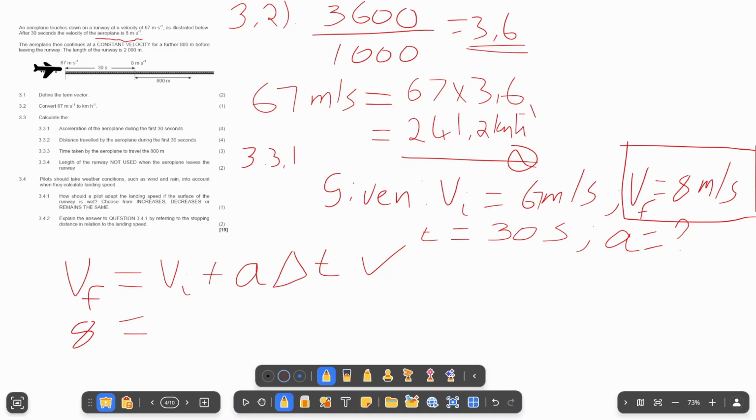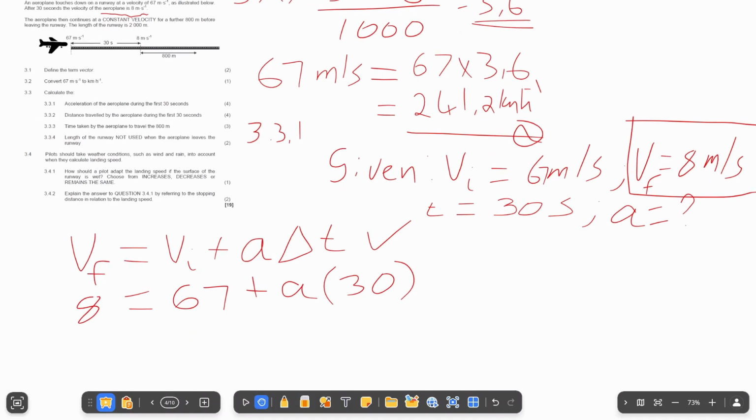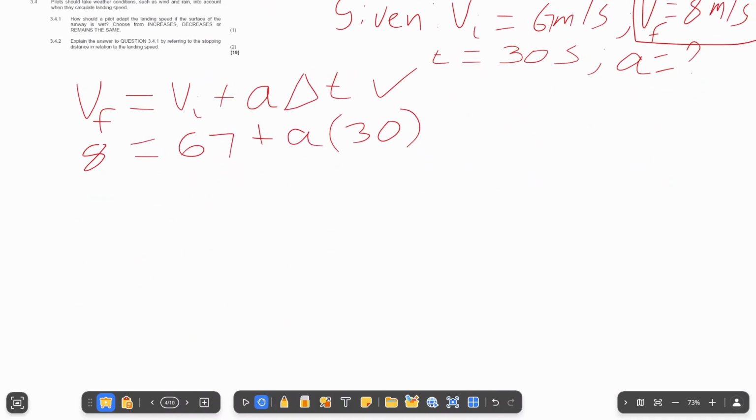which is equals to, what is VI? We are given 67 plus A, which is what we want to calculate. We don't know A. The change in time, that is 30 seconds. Right. Now we are going to make A the subject of the formula.